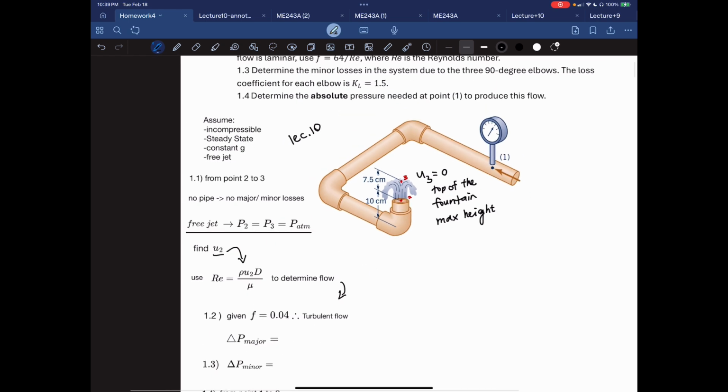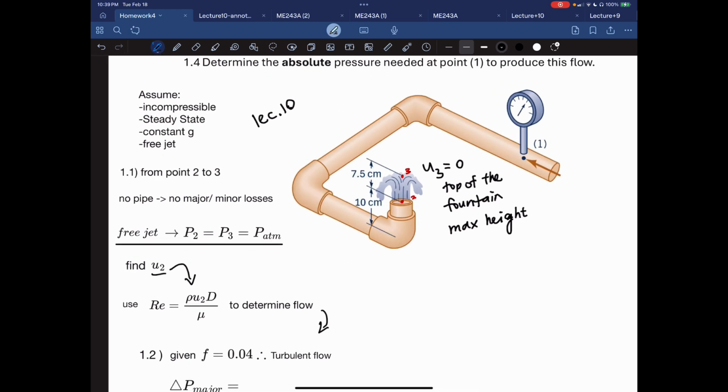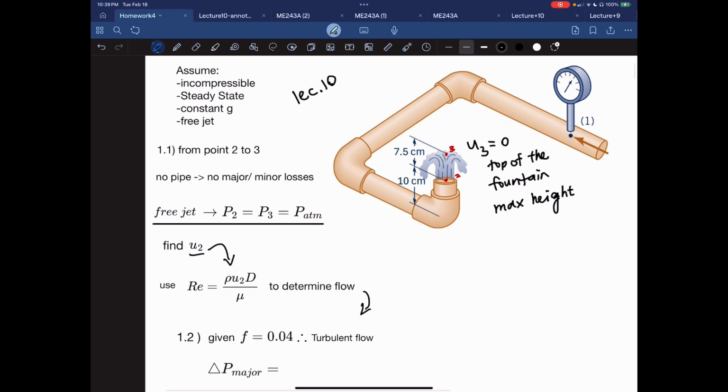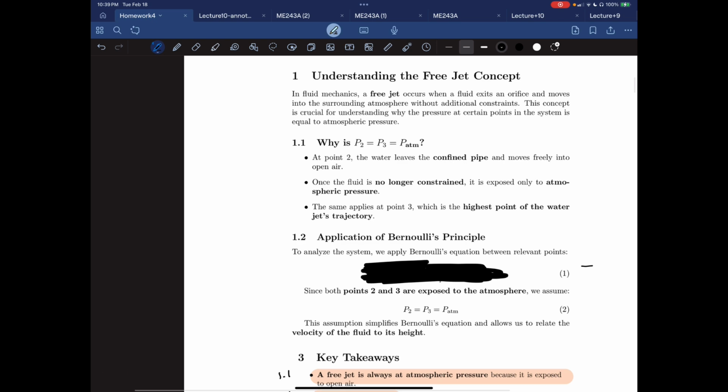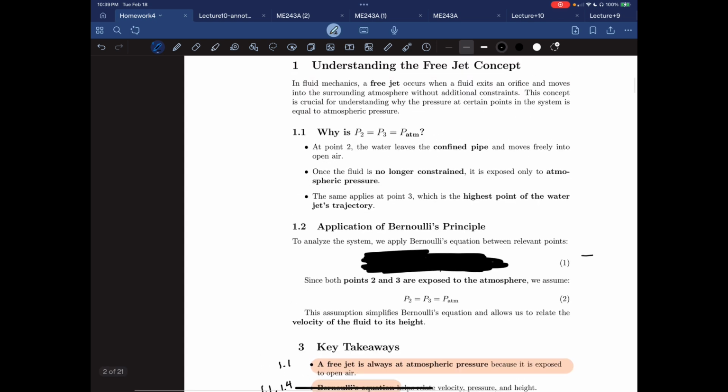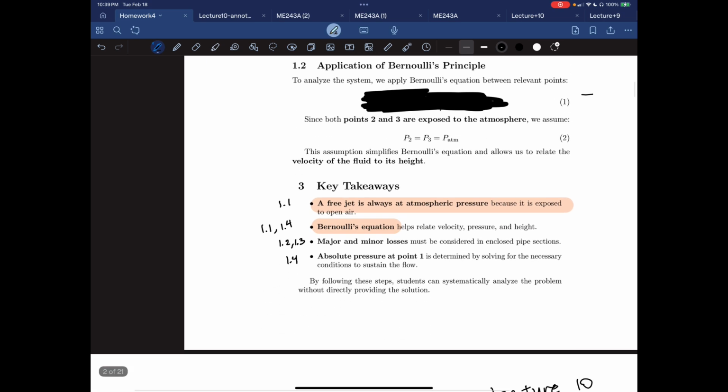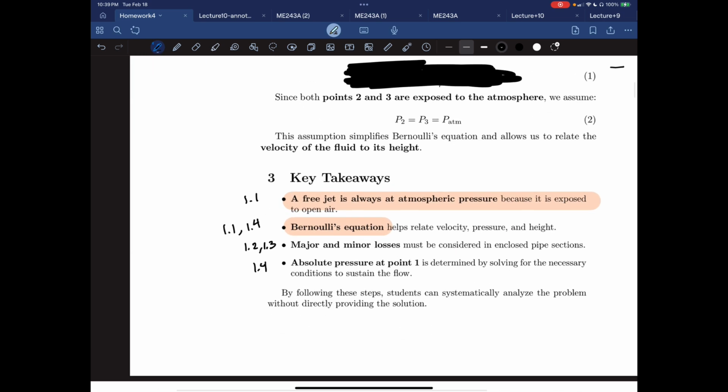A student made this connection in office hours that U3 is 0 because point 3 is at the top of the fountain, it's the max height. And he also made the connection that the free jet concept applies because point 3, the pipe, is exposed to air. I crossed this out because I can't give you the full equation, but I can show you where to apply this concept. So these are key concepts that we'll be using to solve the parts of the problem.